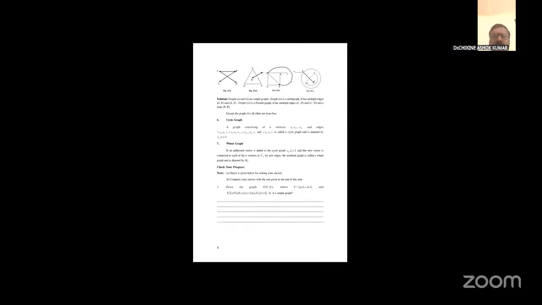Is it clear? Next, these are the practice problems. Just do the practice.